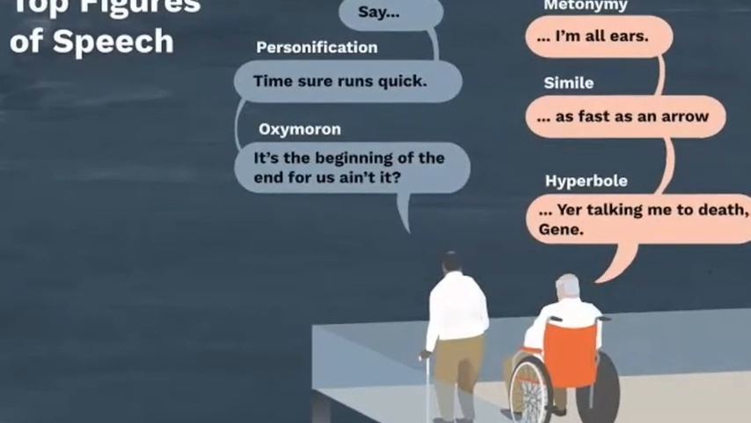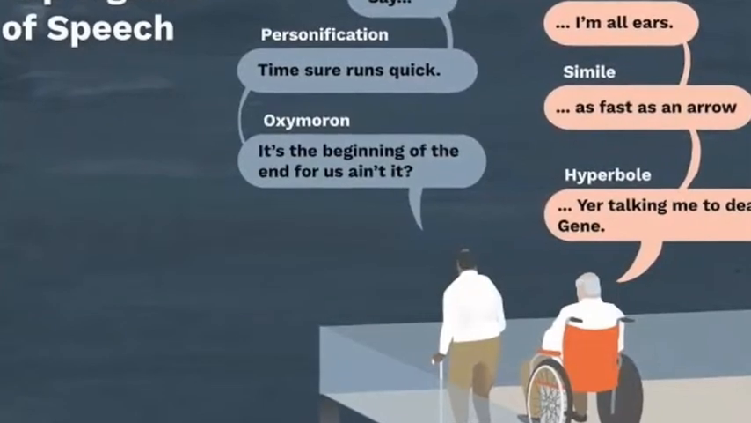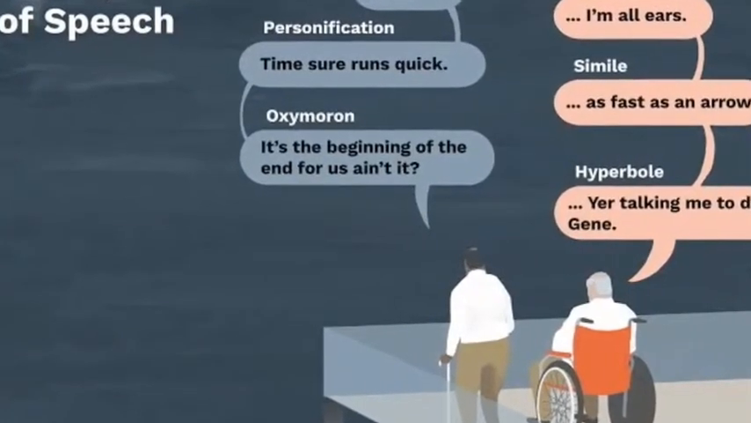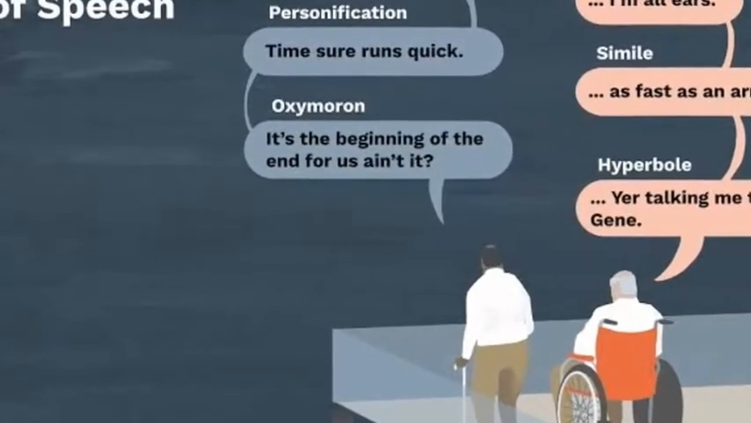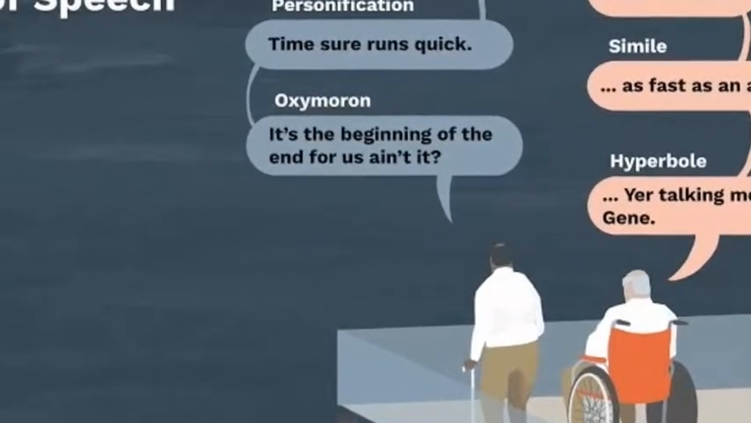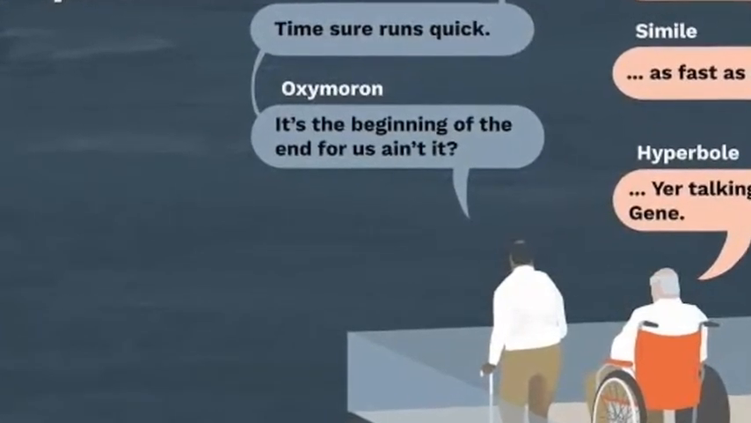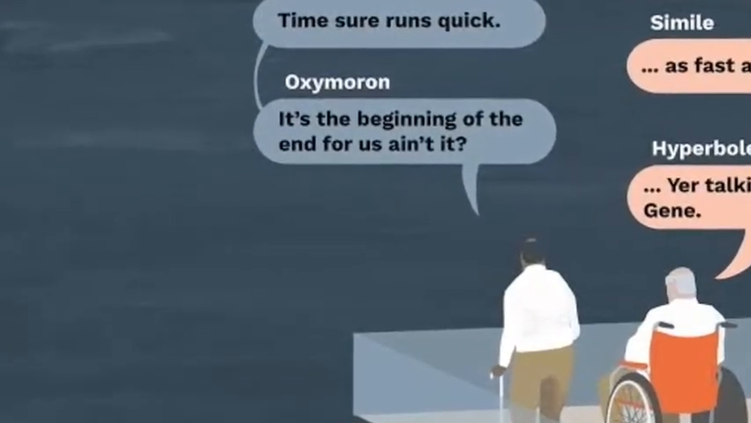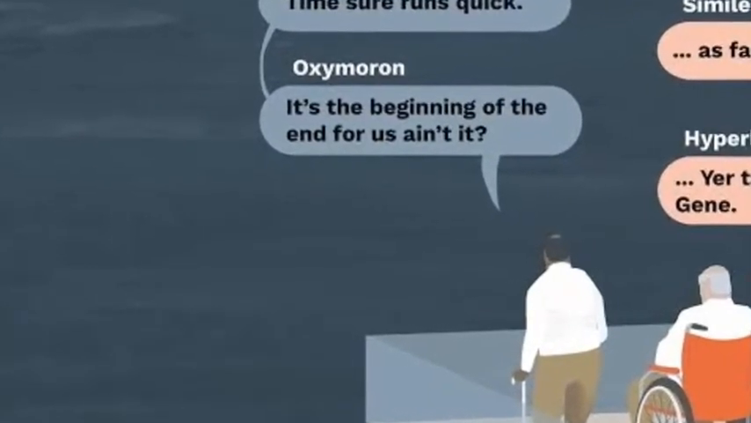Likewise, we rely on similes when making explicit comparisons, light as a feather, and hyperbole to emphasize a point, I'm starving. Did you know? Figures of speech are also known as figures of rhetoric, figures of style, rhetorical figures, figurative language, and schemes.